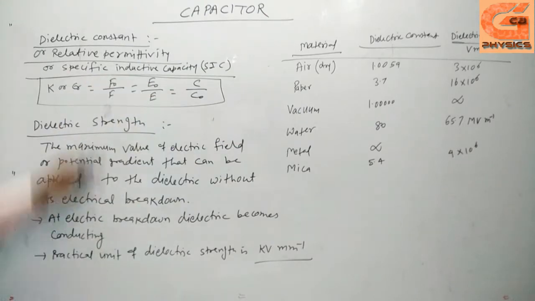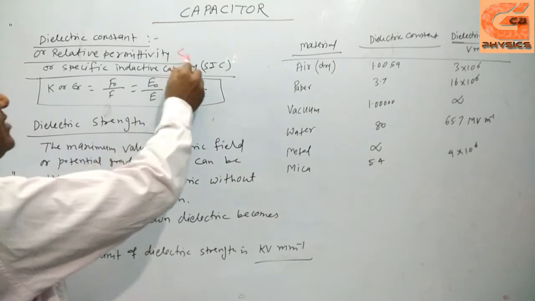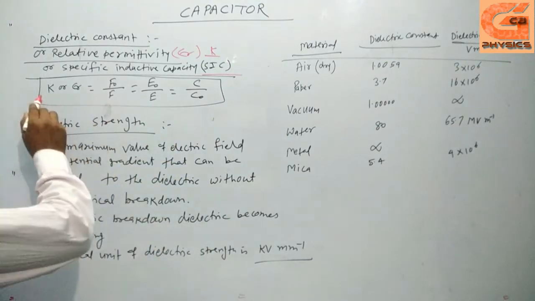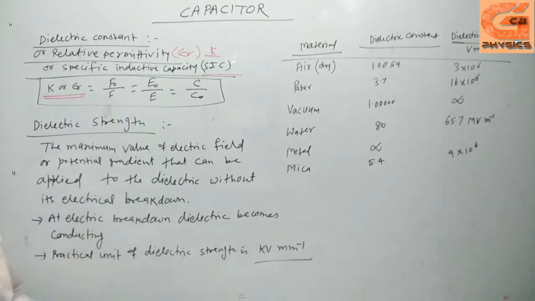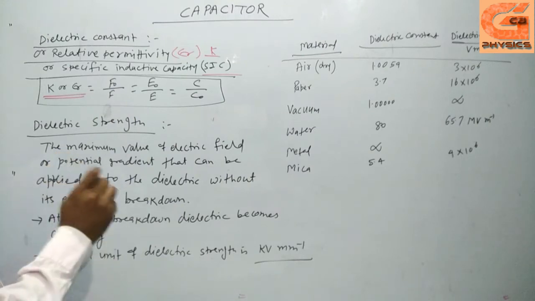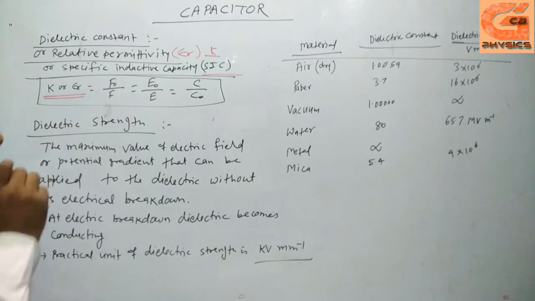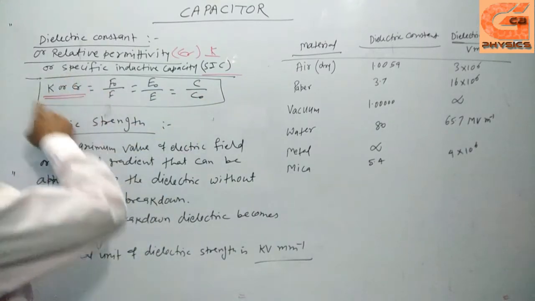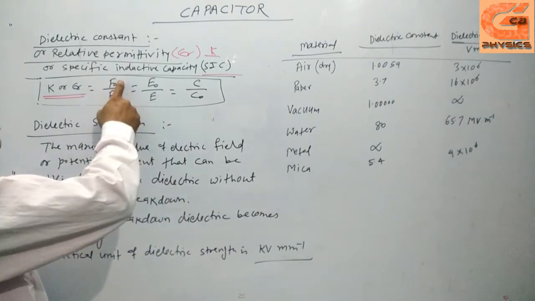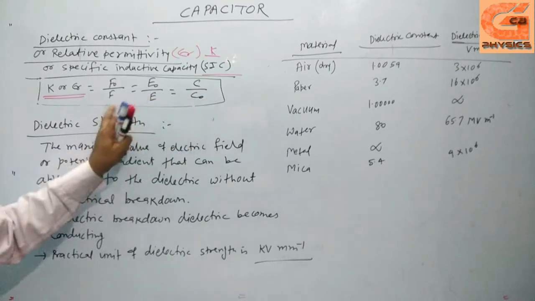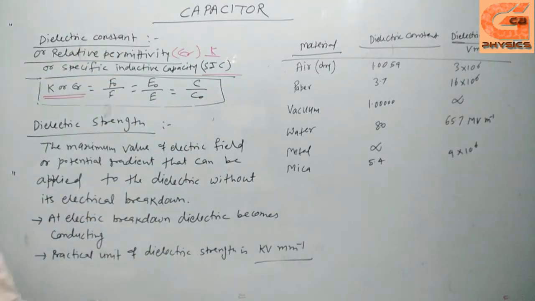The topic is dielectric constant. Dielectric constant is also called relative permittivity, epsilon R or K, and it is also called specific inductive capacity, SIC. When you want to define the dielectric constant, you say it is the ratio of electrical force between two charges in air to that in the medium, the electric field of a charge in air to that in the medium, and the ratio of capacitance in medium to air. These are all ratios, and that's why it is dimensionless and unitless. The ratio of electric force in air by medium, electric field in air by medium, capacitance in medium by capacitance in air. It is reversed, but both are of the same order. That is the dielectric constant, or relative permittivity, or SIC.